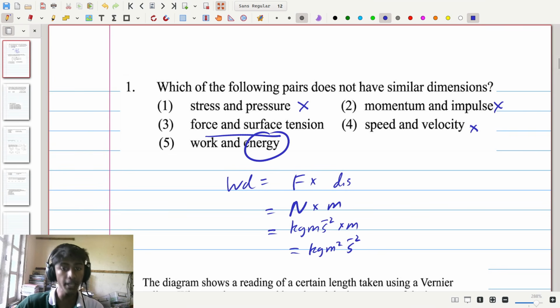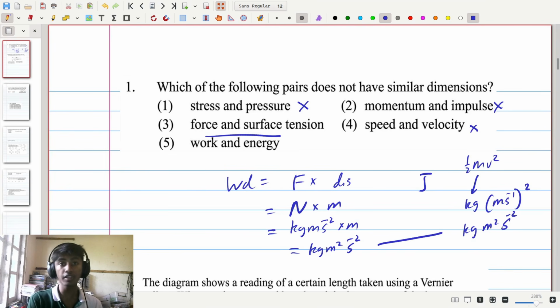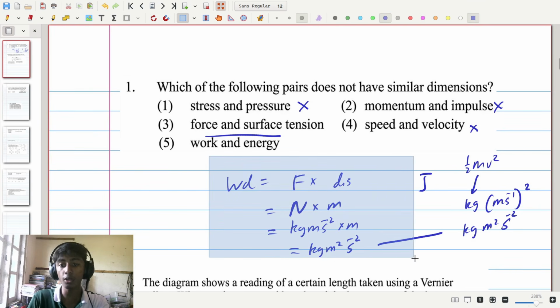If you then consider energy has units of joules. And considering the joule, since kinetic energy is equal to half mv squared, if we apply the units, we can see m is equal to kilograms, v is equal to meter per second, so we have meter per second squared times kilogram, which gives us kilogram times meter squared per second squared. And due to this, since the two SI units of these two are equal, we can also say the dimensions are equal, and therefore these two have the same dimensions and are not the correct answer.